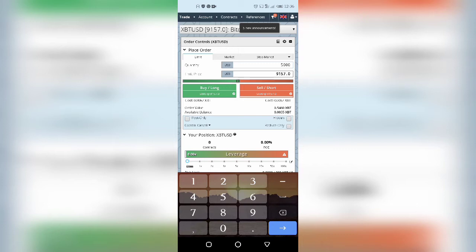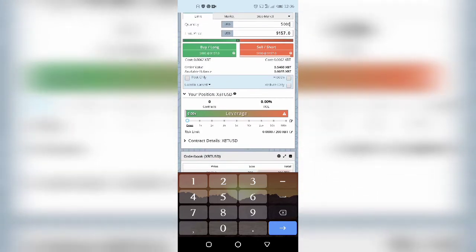Now on this testnet account, the amount here is 0.0055 XBT. So as you can see, the cost is more than the available balance, which means this trade will not execute. And look at the leverage position. The leverage is like taking a position, how much more profit you want to make. There's cross, and then there's between 1x to 100x.